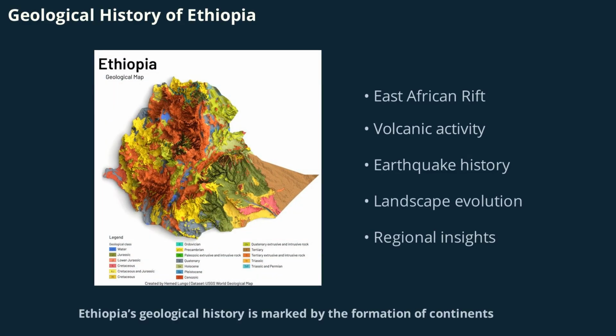Ethiopia's geological history is marked by the formation of continents, rift valleys, and volcanic activity. The East African Rift Valley is a prominent feature, created by divergent plate movements. Volcanic eruptions and earthquakes have shaped the landscape, influencing human settlement and development. Studying Ethiopia's geology provides valuable insights into regional and global geological processes.